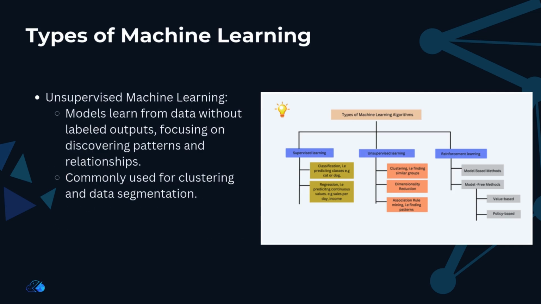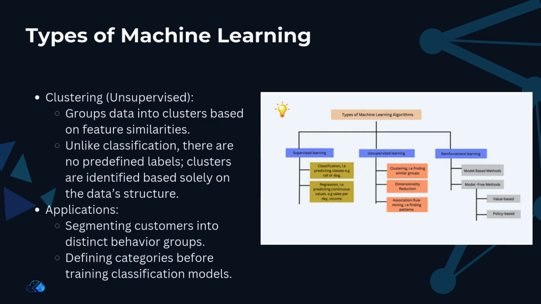The second type is unsupervised machine learning. Unlike supervised machine learning, unsupervised learning trains models using only features. There are no labels. These algorithms find relationships or patterns within the data, like clustering. Clustering is the most common form of unsupervised learning. It groups similar observations based on shared features.